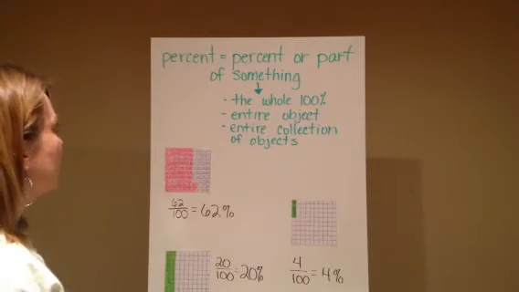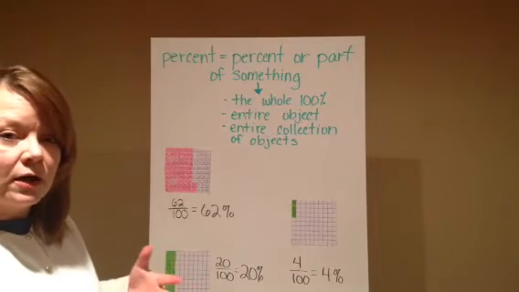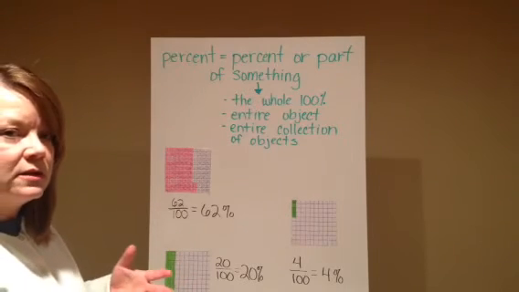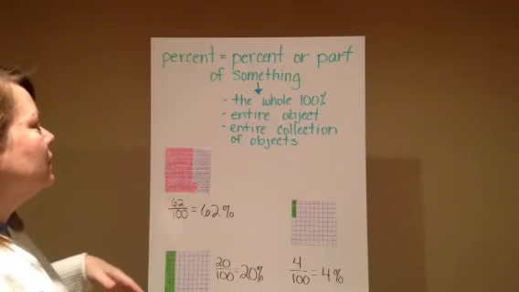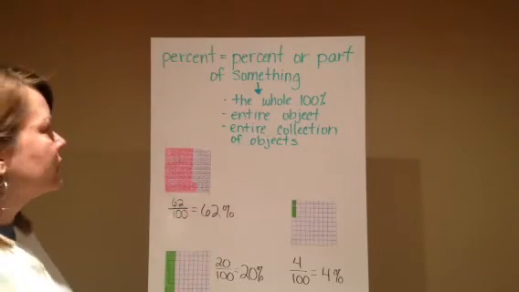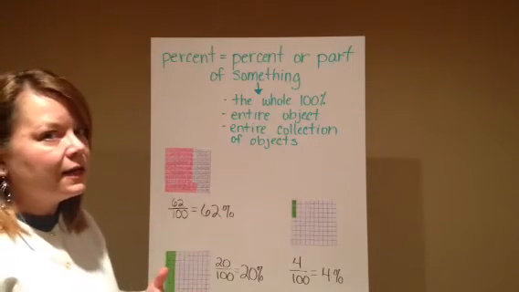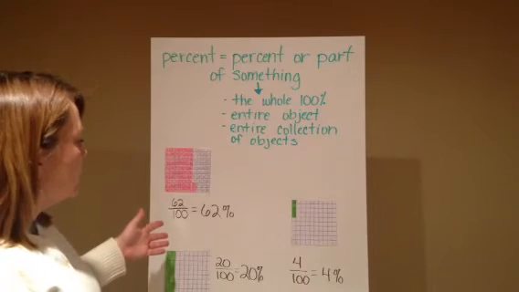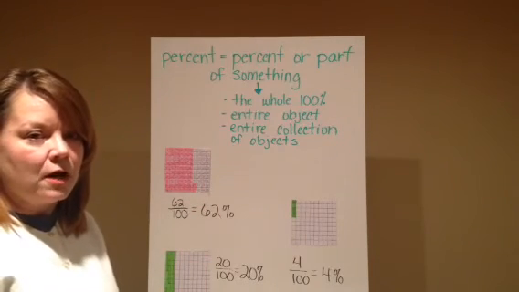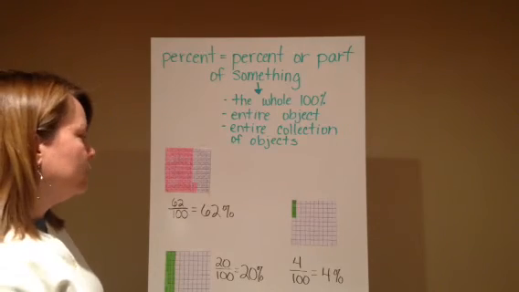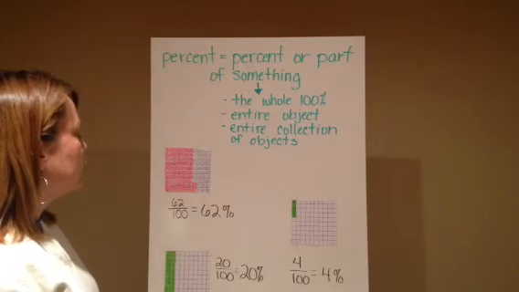Okay, so the main thing that we want to remember with percent is it's a part of something, and that something has to be a whole. So the whole could be an object, it could be a collection of objects. So again, these 10 by 10 grids come in handy when thinking about how to make those fractions turn into percents, especially if we have a denominator of 100. So it makes it a lot easier to do that when we're trying to figure out that percentage.